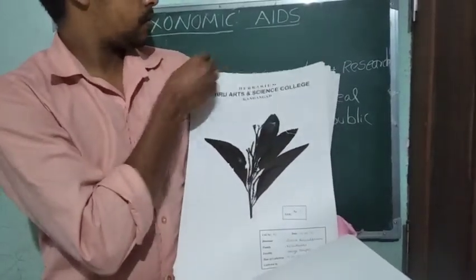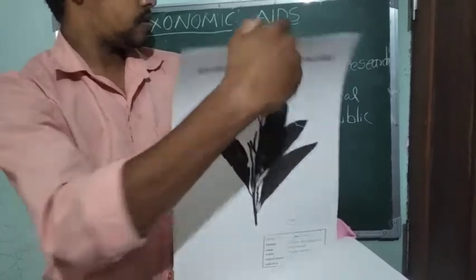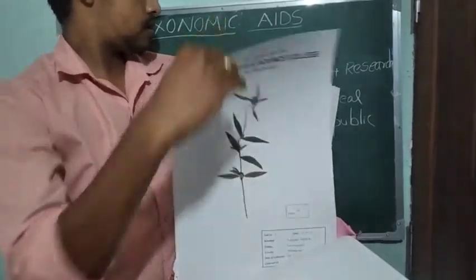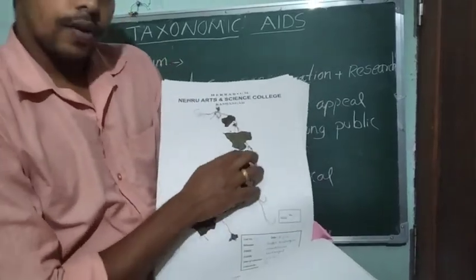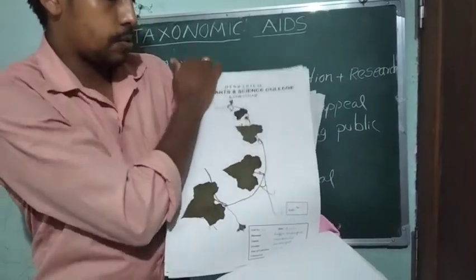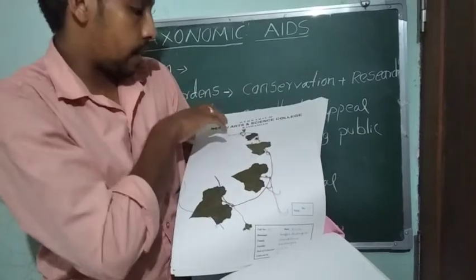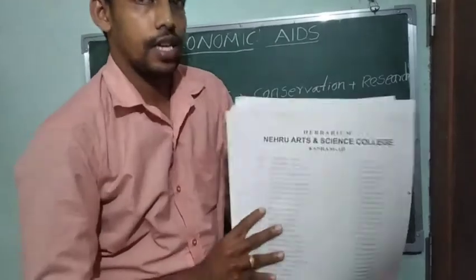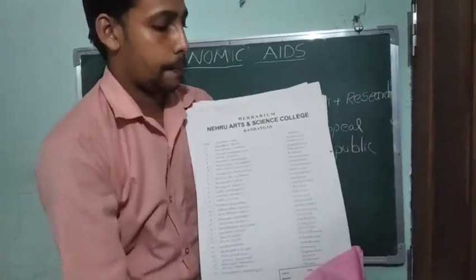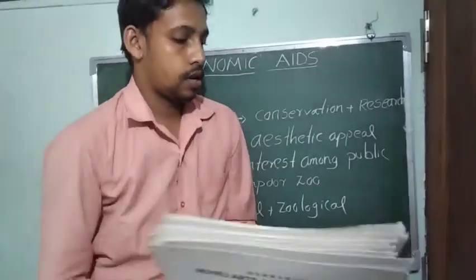Here you can see these leaves must be stretched as far as we can. So this is the collection of herbarium sheets. That is, this is a herbarium.